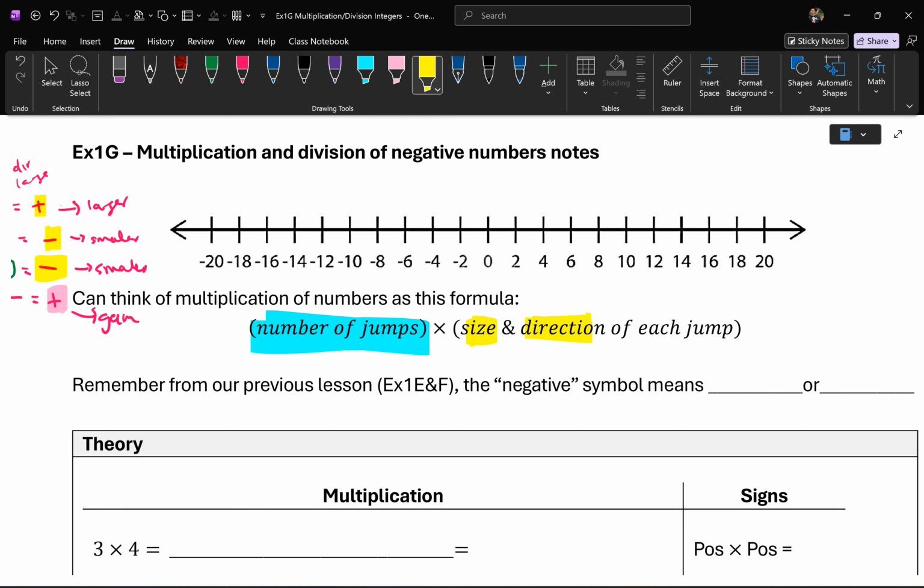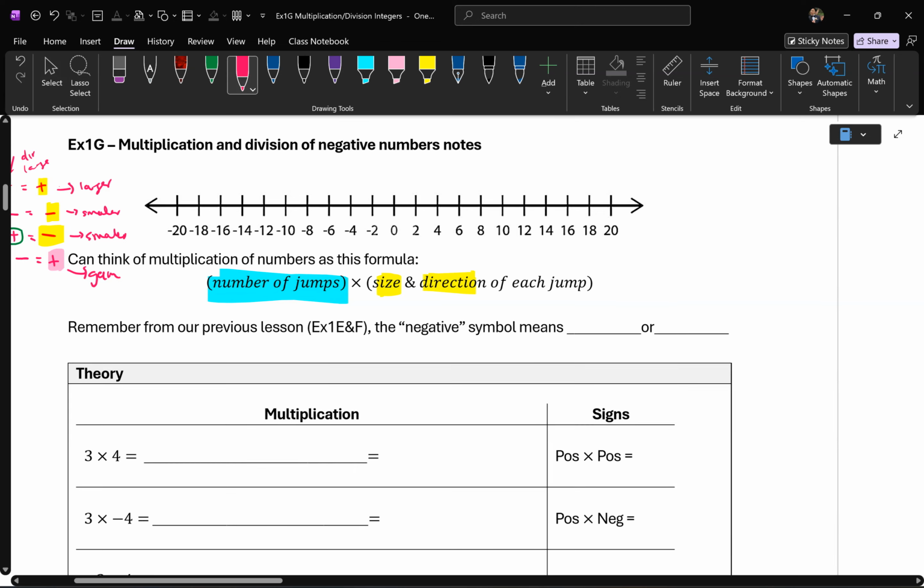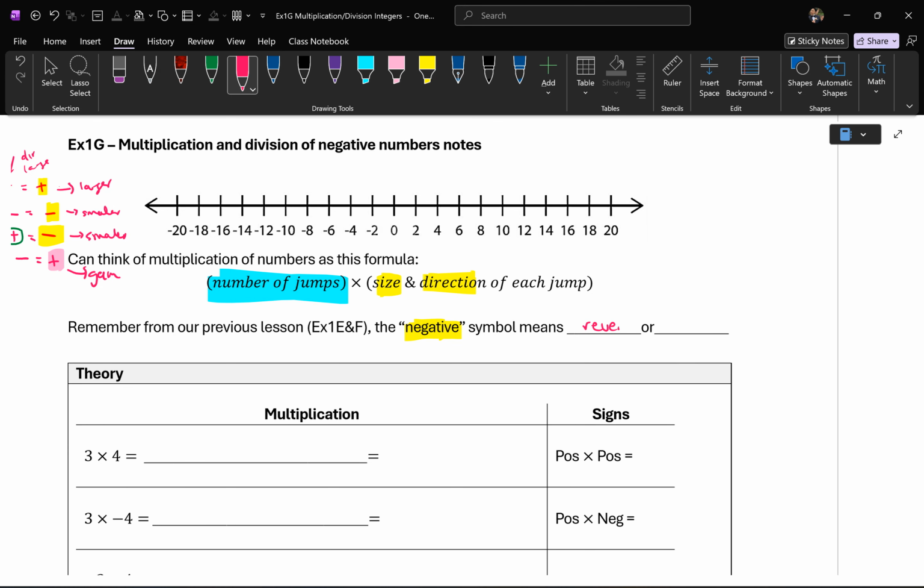Okay? All right. Quick reminder, fill in these notes. Remember from our previous lesson, exercise 1E, 1F, the word negative, the symbol negative actually means reverse or opposite. Okay? That's what these two mean.